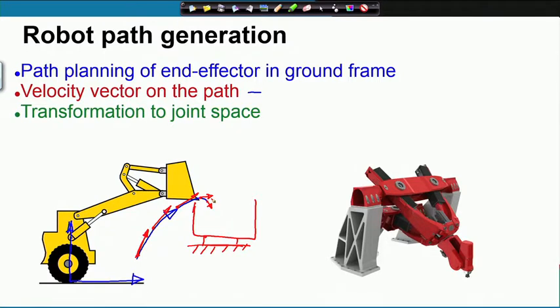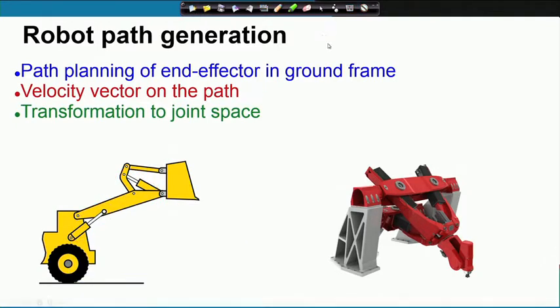Once I have the end effector velocity at every point on the path, I transform that velocity back to the joint space. So, essentially I find out the actuator rates to produce the corresponding end effector velocity. So, that is the plan of this path generation problem. That is how this will proceed.